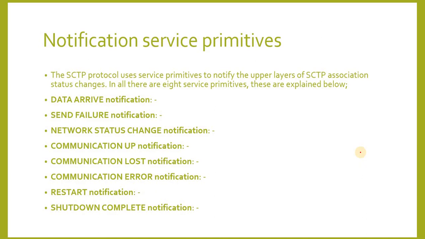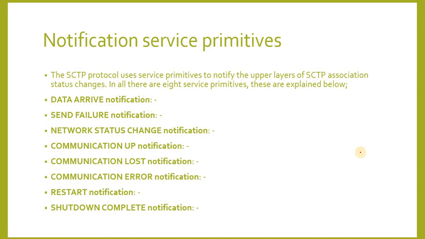Communication lost notification. This is used when SCTP loses communication to an endpoint completely, e.g., via heartbeats, or detects that the endpoint has performed an abort operation. Communication error notification. This is used when SCTP receives an error chunk from its peer and decides to notify its upper layer. Restart notification.